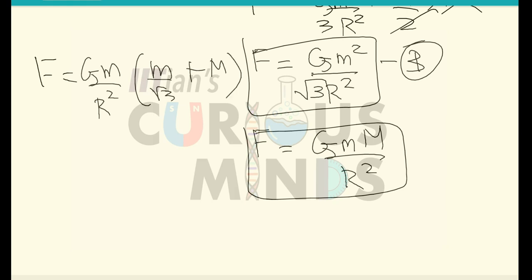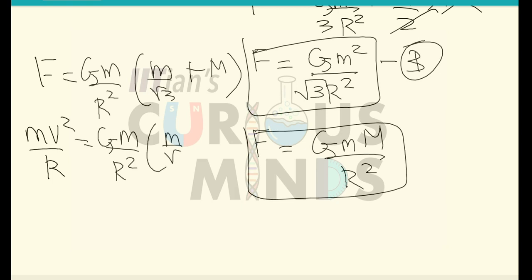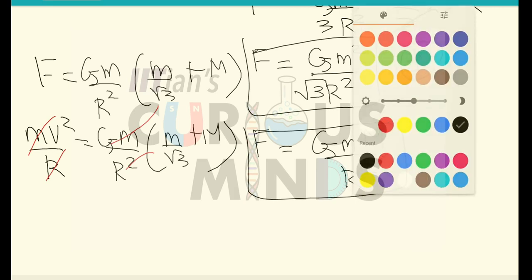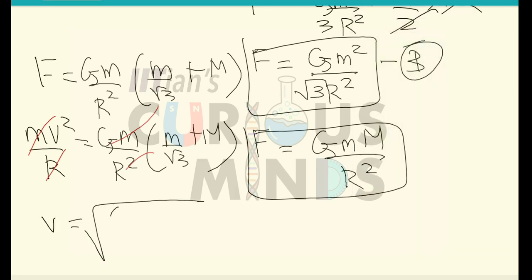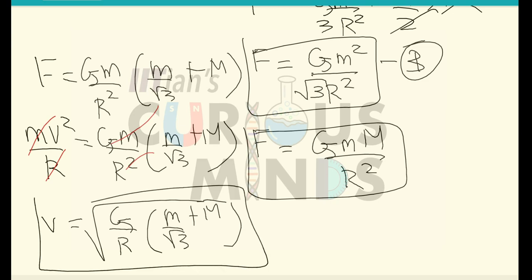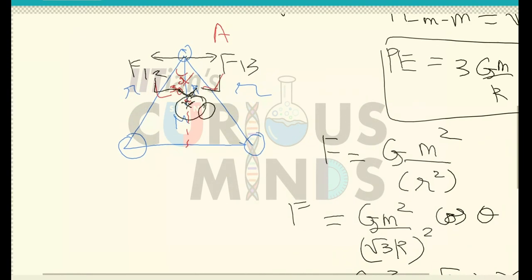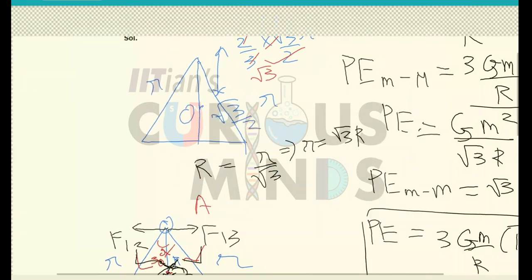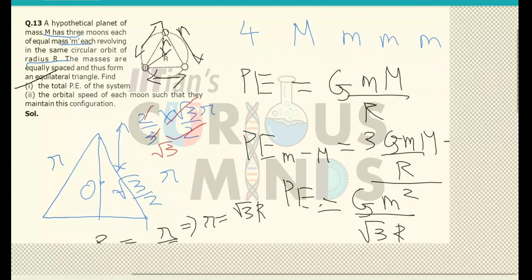Now this force will be equal to the centripetal force, which is equal to m v square divided by r. It is equal to G m divided by r square into m by root 3 plus M. The small m will get cancelled out, and r and r will also get cancelled out. So v will be equal to the root of G by r into small m by root 3 plus M. This is the total velocity that all the satellites must maintain in order to maintain their given configuration.